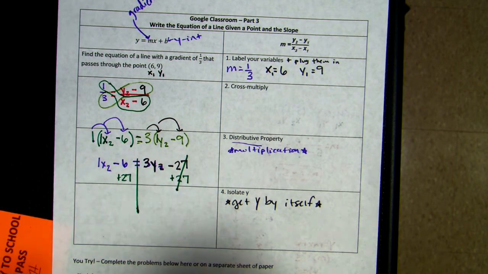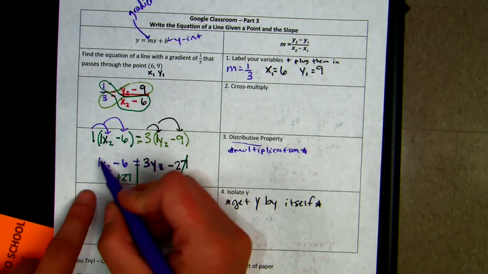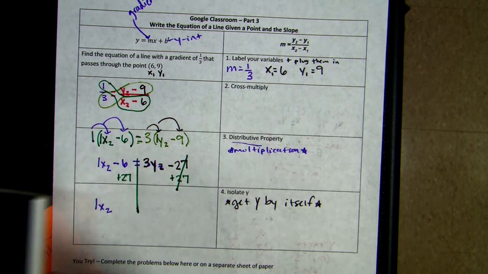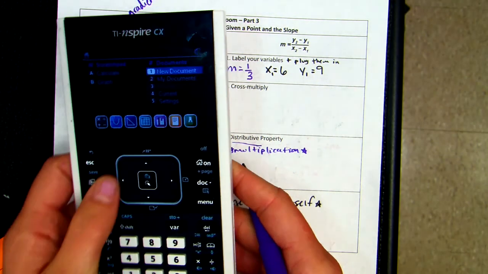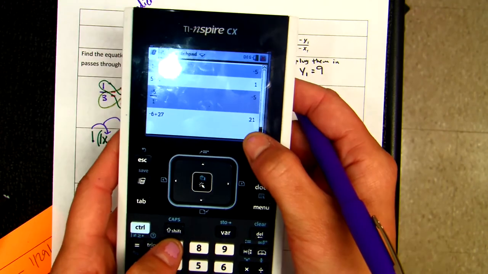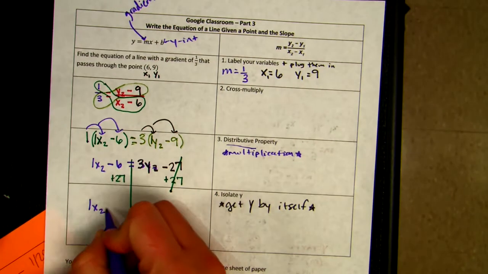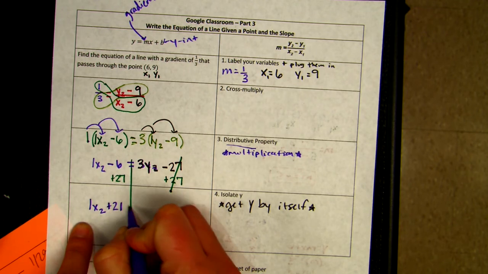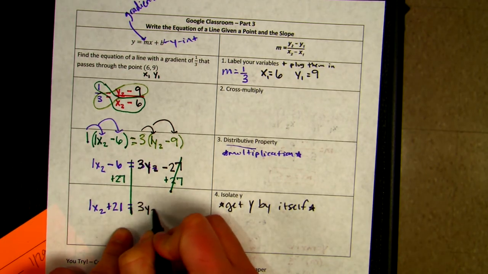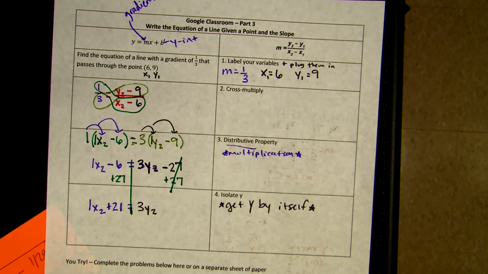So when I add these together, I'm going to bring down first 1x2 because that's not going to change. -6 plus 27, if I pop that in my calculator, I do -6 plus 27. That's going to give me 21. So plus 21 equals 3y2, because my 27s canceled out over here.